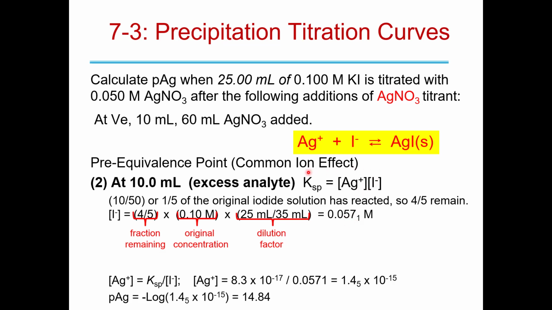Now we're going to use our KSP equilibrium expression right here, and solve it for the silver ion concentration. Silver is equal to KSP divided by the I minus concentration. We know what the I minus concentration is, and we know what KSP is. So we take KSP, 8.3 times 10 to the negative 17th, and divide it by the I minus concentration, 0.0571 molar. And we get this number for the silver ion concentration. We take the negative log of this number and we get 14.84. Remember, that corresponds to this very, very small silver ion concentration.